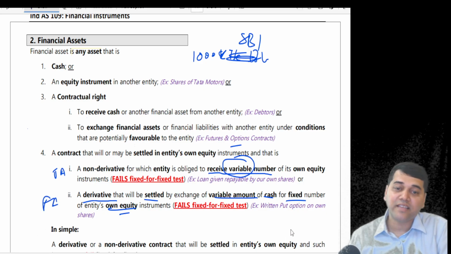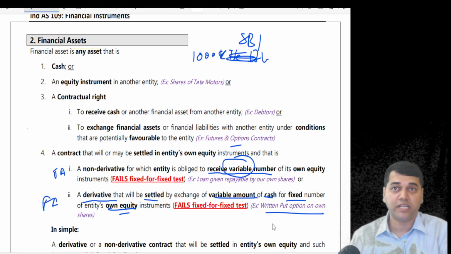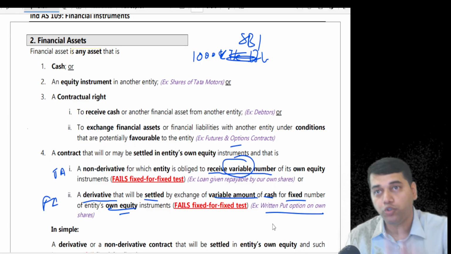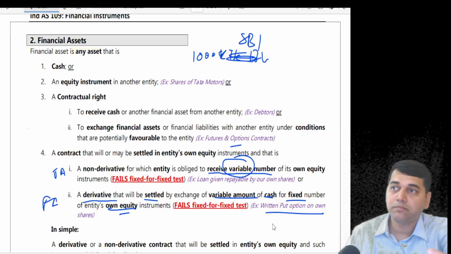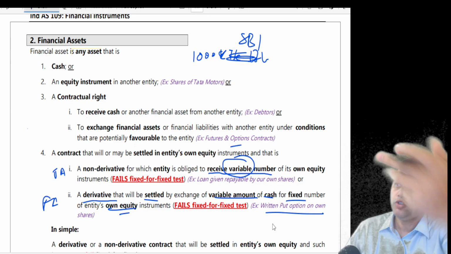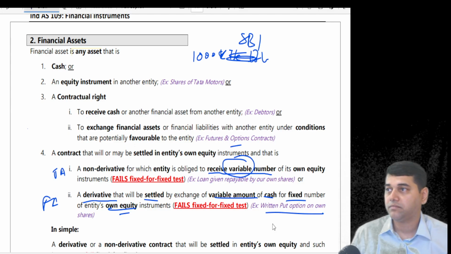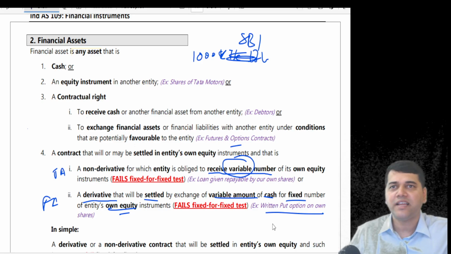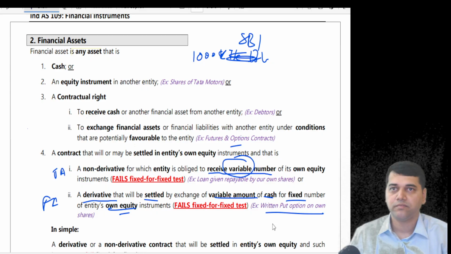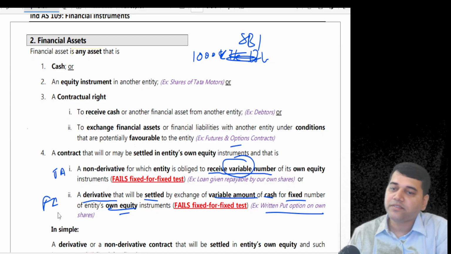Now for this, the example is a written put option. That means I have given an option to you. What is that option? At the end of the year, you can come and sell me my shares back. How much money am I going to pay you? I will pay you whatever price is there at the end of the year plus 20%. So that type of asset is called a financial asset.